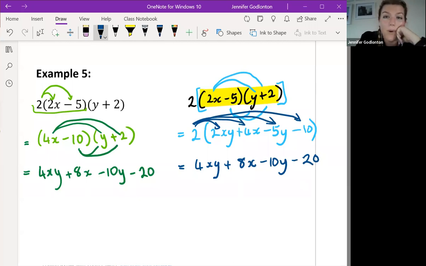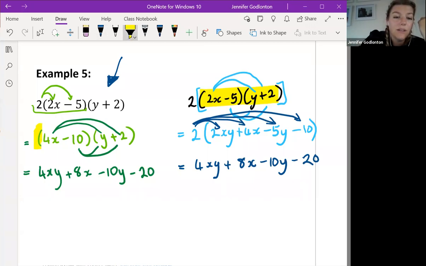Both are fine. Both work beautifully. Whichever one you feel more comfortable with is the one that you should do. So lots of people find this green one a little bit easier. And I think it is easier. But the most important thing, if you do this green one, is you have to remember that that has to stay in brackets. Because if it doesn't stay in brackets, you're not going to be multiplying everything the way you should.